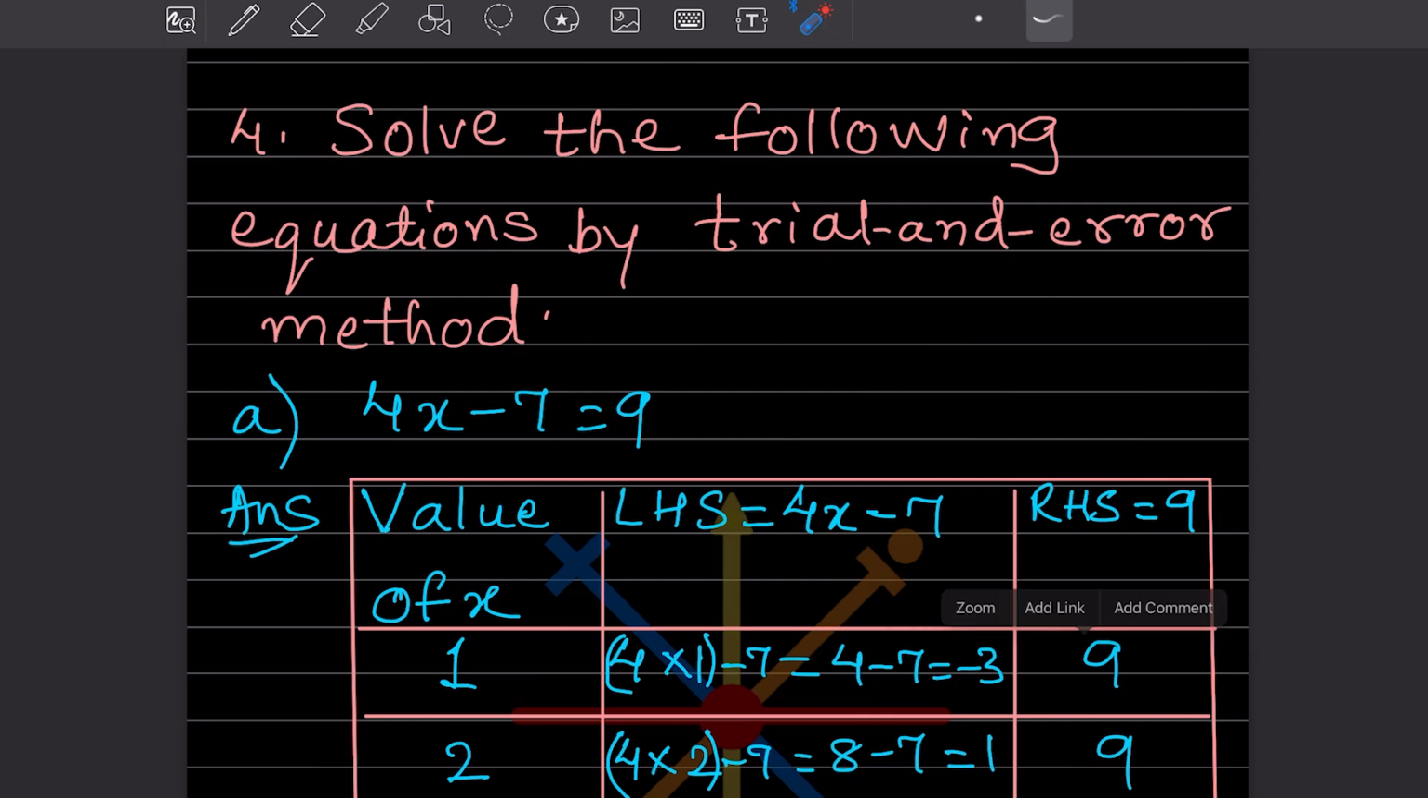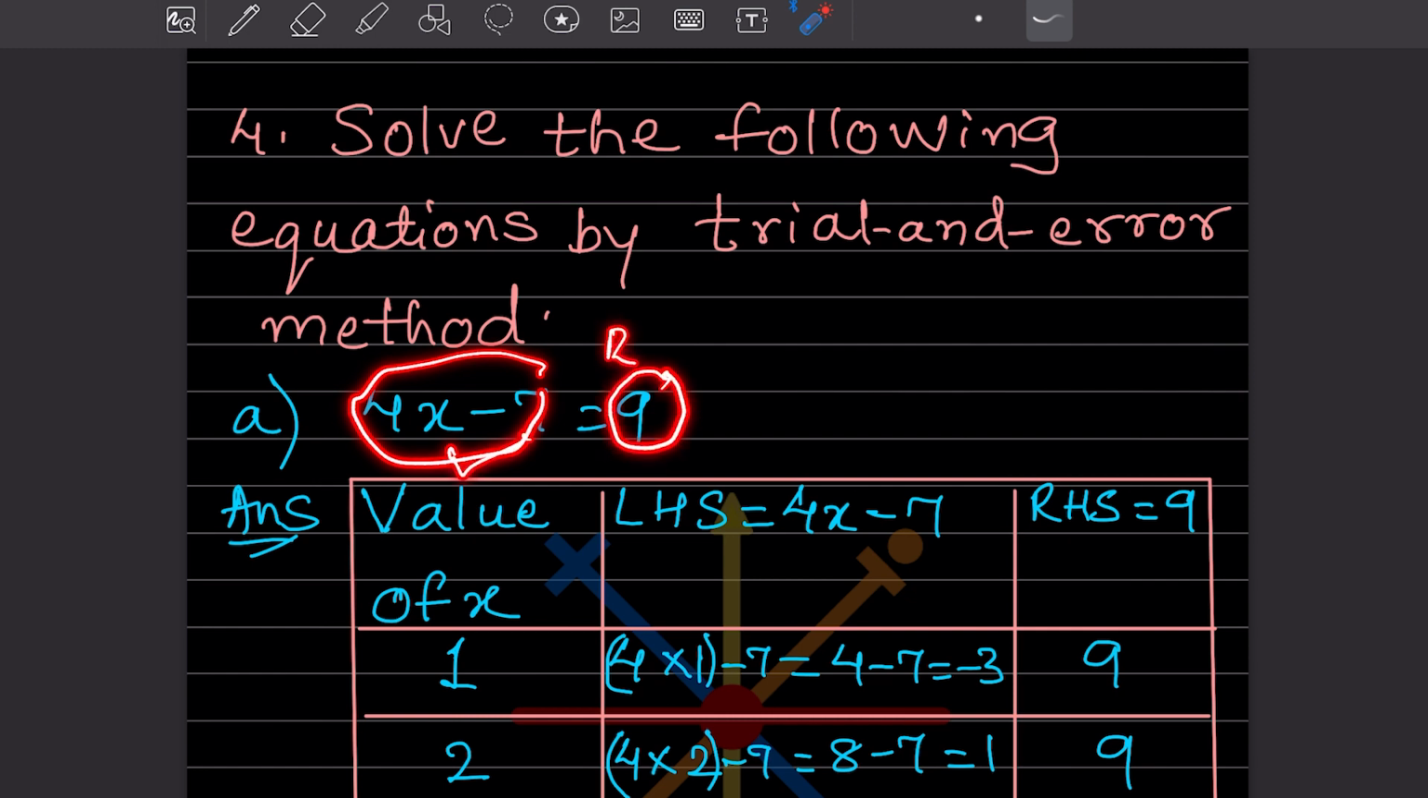Now what did they say over here? Solve the following equations by trial and error method. So what is the trial and error method here? See, this equation is given. When it says trial and error method, you have to see whether it satisfies the left-hand side and the right-hand side. Whatever is on the left, when you solve it, you should get this answer. This is the result, right? So this is your right-hand side. So what are we going to do? They have told us to do the trial and error method.